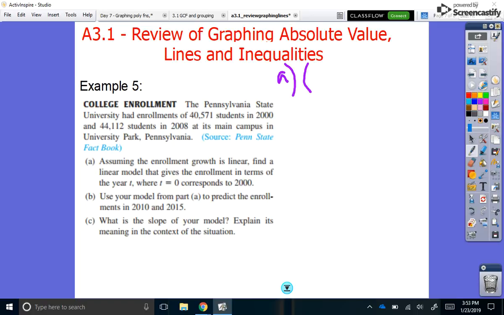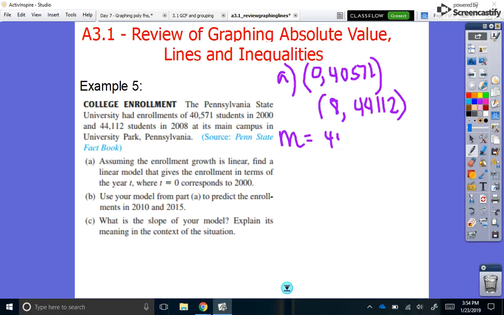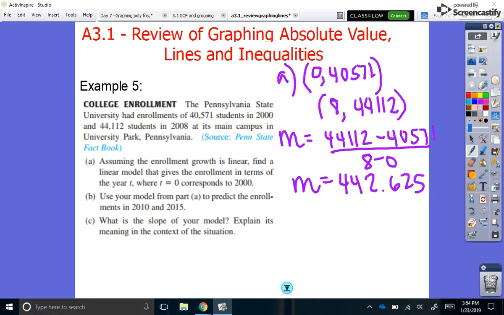So if 0 is 2000, can you see that the first ordered pair is 0, 40571? And then the second ordered pair is 8, 44112. So then I need to find the slope and write the equation of the line. So the slope is going to be 44112 minus 40571 over 8 minus 0, which, plug this into your calculator to check my math. I'm getting a slope of 442.625. And then luckily, I'm given the y-intercept.